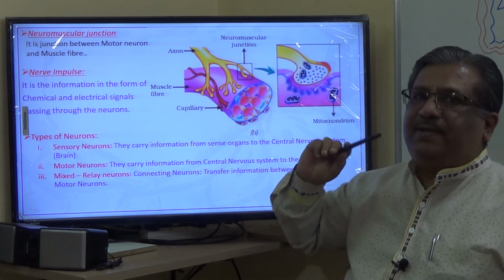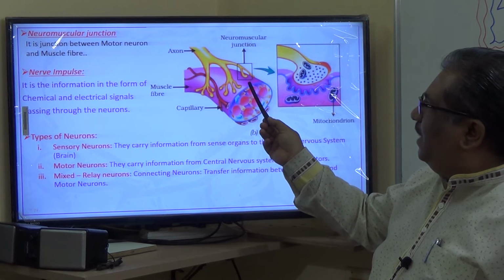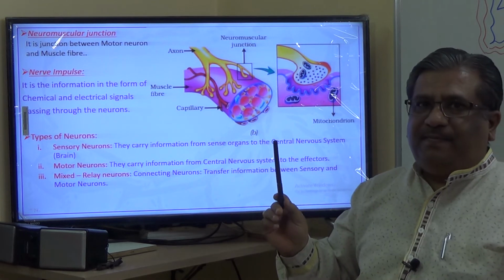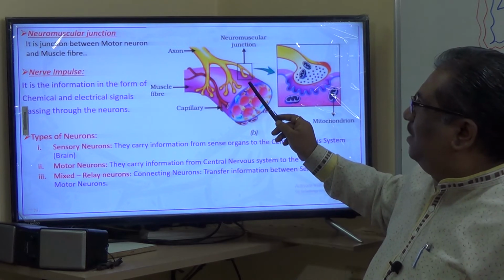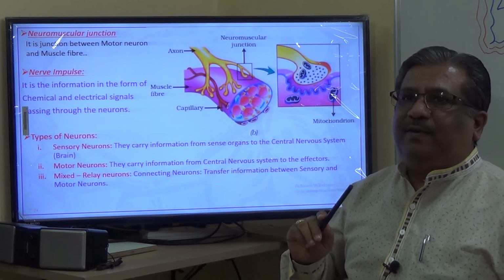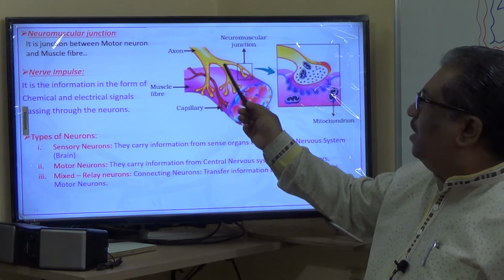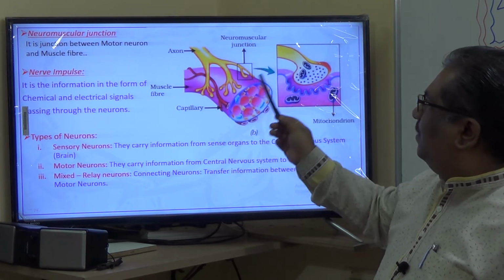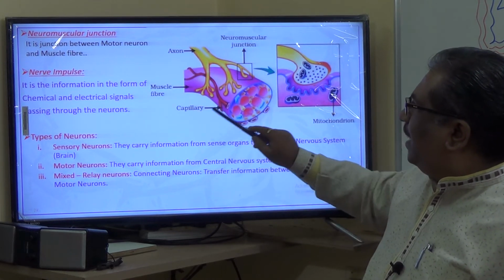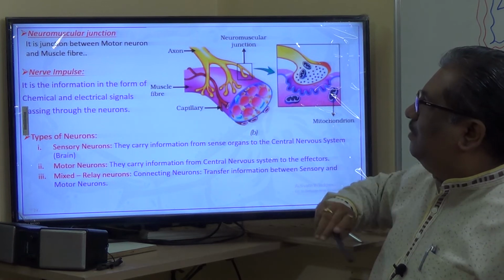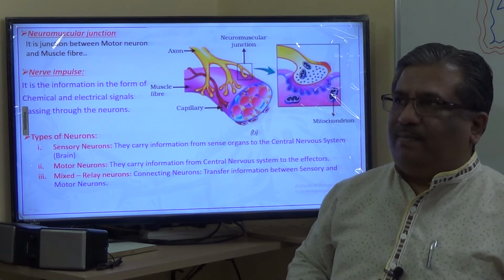Motor neurons receive the instructions from the brain and they stimulate the muscles. Contraction and relaxation of the muscles take place, by which the movement of the limbs or the different body parts takes place. So this is a neuromuscular junction. Here it is given, this particular junction: axon, muscle fiber, capillary, blood capillaries, etc. So nerve impulse. Also, what is a nerve impulse? A simple question will come.